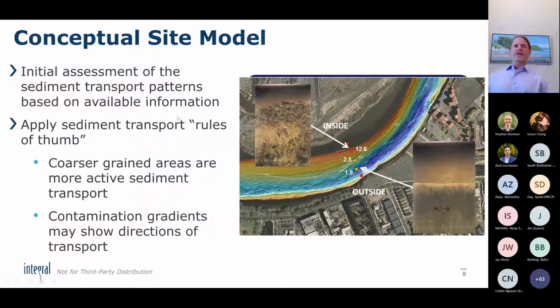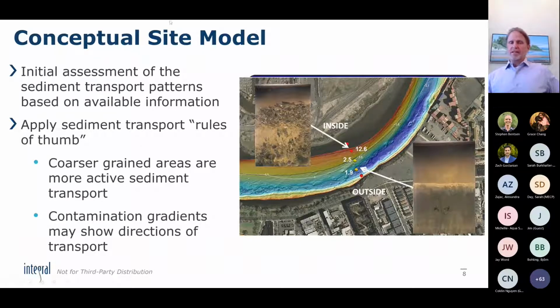One of the things we can do right away is start to apply some rules of thumb. Coarser grained areas, sandy areas are typically high energy environments. That's why beaches are sand, because the waves are acting on it all the time. Waves are a lot of energy. It keeps any mud or silt or fine sediment from depositing. Contamination gradients also can give us a lot of insight into directions of transport as well. High concentrations will tend to be near sources or into highly depositional areas. And then those contamination gradients will decrease as we move in a downstream direction, or if we're in an area where there's no sediment accumulation, we may not see any contamination.